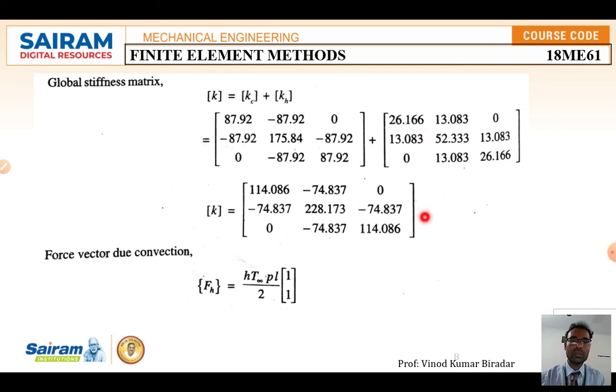K is equal to 114, this is the matrix you are going to get. Now calculate the force vector. So now you calculated the global stiffness matrix. We need the force vector due to convection.